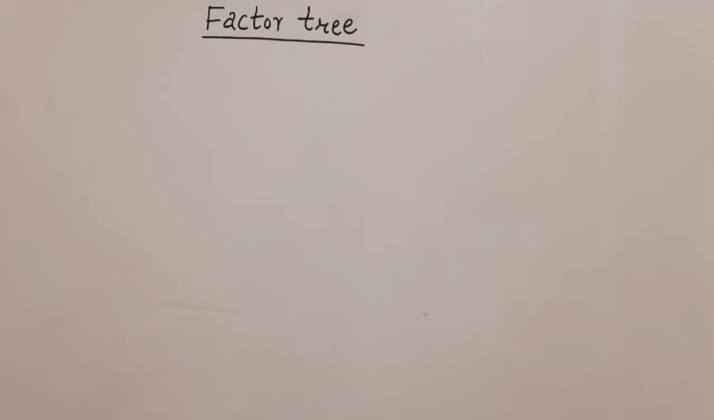This is the first step, right? In the next step, what do we do? The prime number we will leave. Then we will find the two more factors of the composite number. Again we will get one prime number and one composite. Then again we will find two factors of the composite number. Again we will get one prime and one composite, and we have to repeat this process till we get all the prime factors.